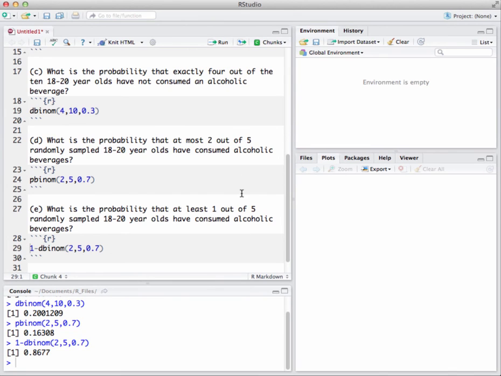And it looks like it's about 0.8677 would be the probability of it being at least 1. So about 87% of the time when you grab a group of 5 18 to 20-year-olds, at least one of them will have consumed alcoholic beverages.